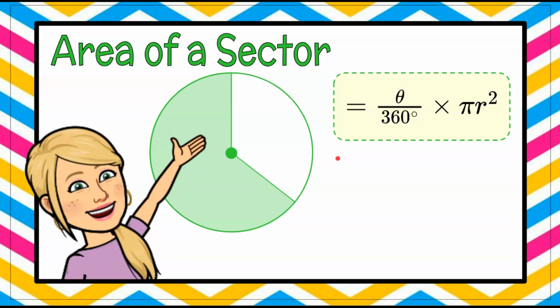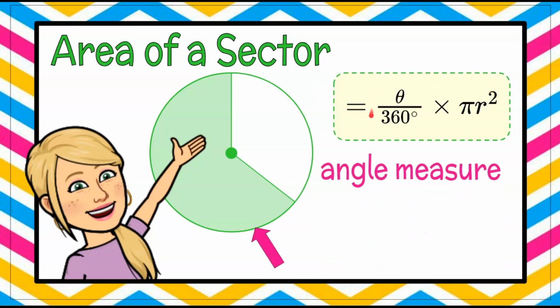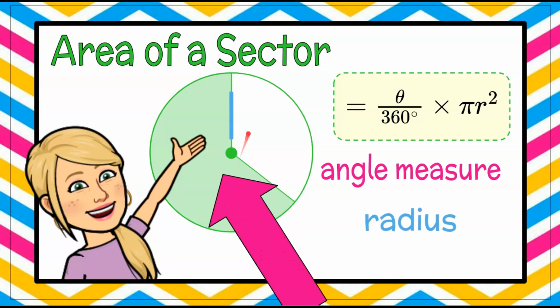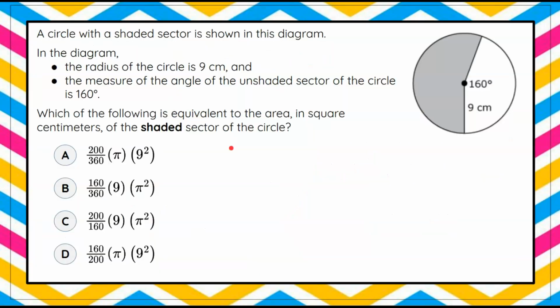It's the magic of math here, and today we're going to find the area of a sector using this formula, which we are going to find the angle measure of the sector that we are finding the area of and the radius of the circle. Here is our question today.